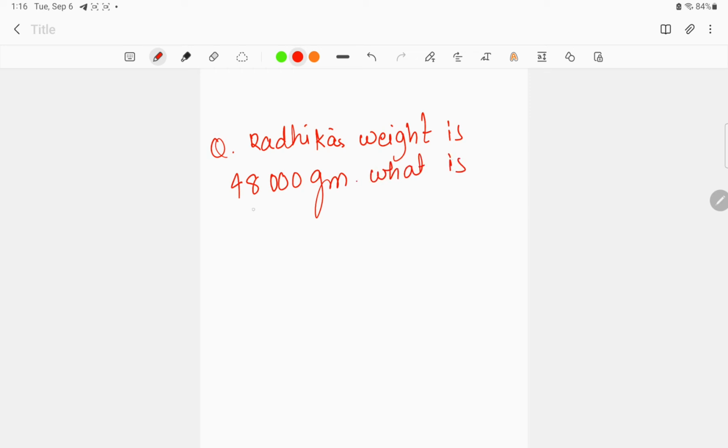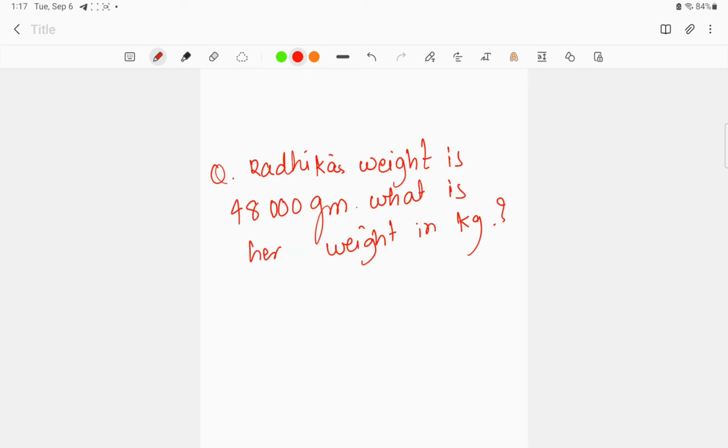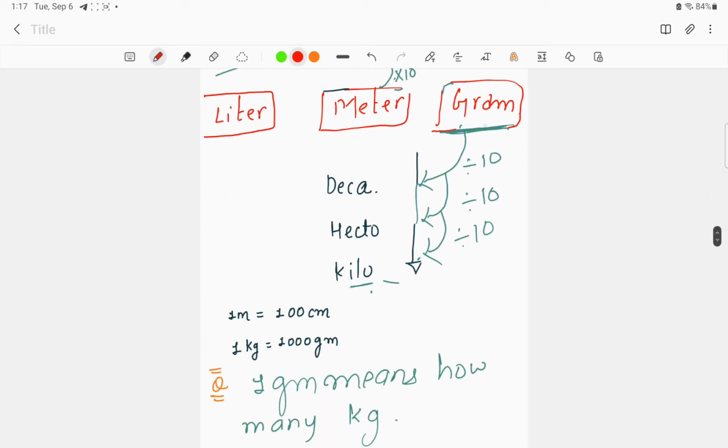For example, if we take a question: Radhika's weight is 48,000 grams. Okay, what is her weight in kilograms? If this is the question asked to us, now look at the conversion. Radhika's weight is 48,000 grams. So basically the conversion taking place here is we have to convert the grams into kgs, right? Moving on to the chart, ग्राम को kg में कन्वर्ट करना है, right? We have to convert the gram into kg.